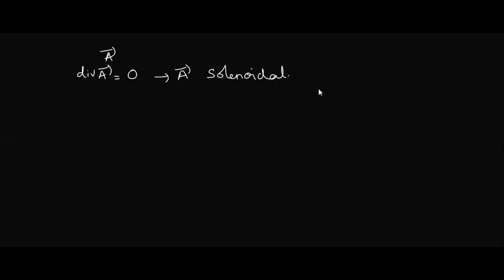So, for any vector field to be solenoidal, what should you have? Its divergence should be 0. Both ways it is true. If you are calling any vector field solenoidal, that means its divergence is 0. Are you getting what I want to tell here?